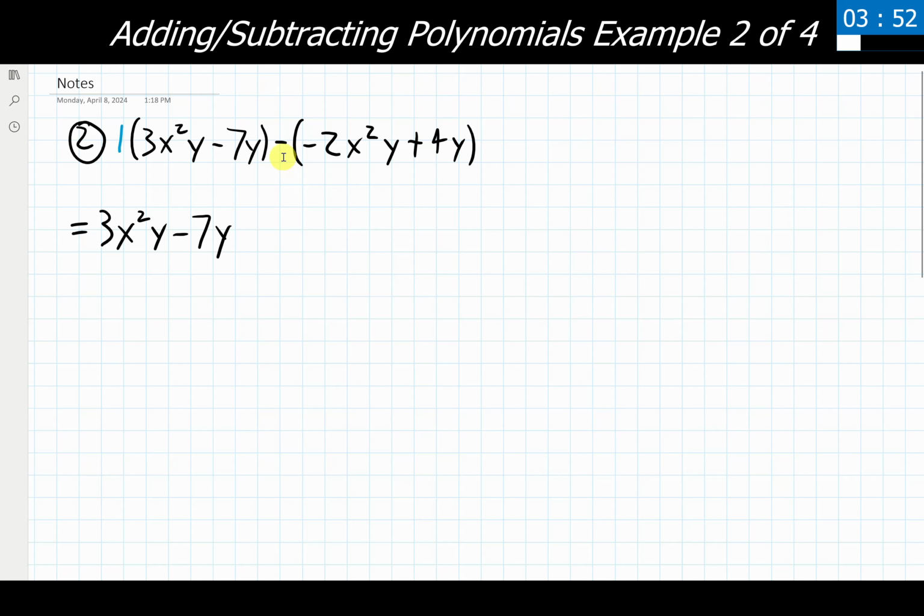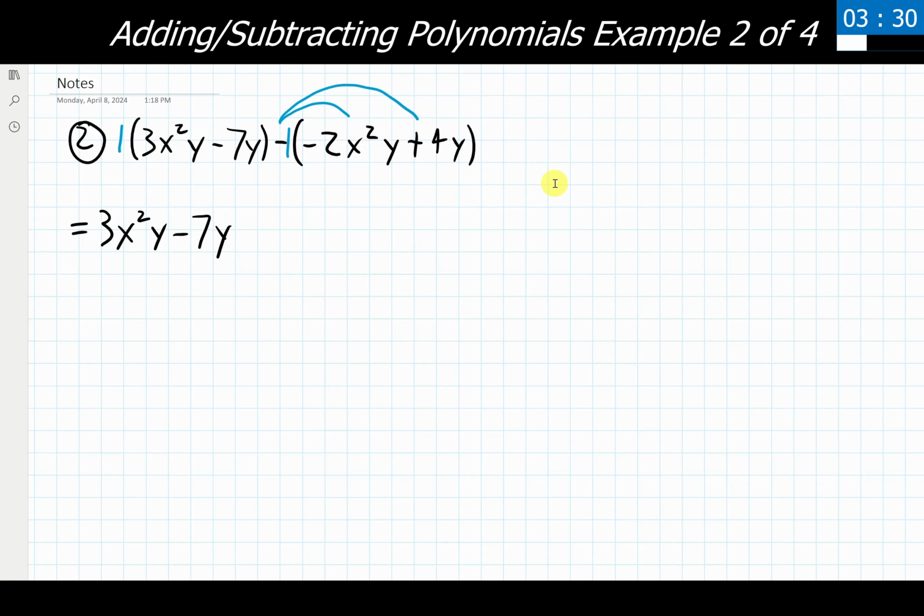I have a negative sitting in front here. And then what invisible number is also sitting in front of that? It is also an invisible 1. So I really have a -1 that is going to need to distribute to every term inside this set of parentheses. So -1 times the first term, -1 times the second term.